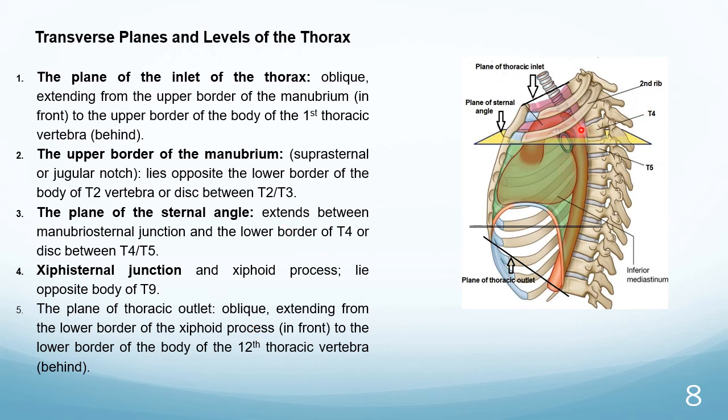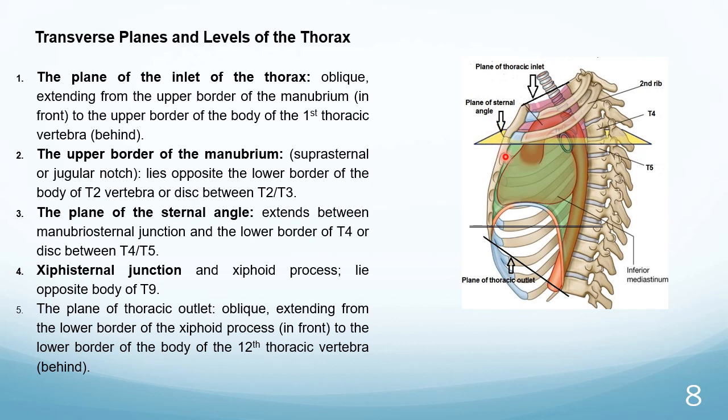Transverse planes and levels of the thorax. Plane of thoracic inlet: extended from the upper border of the manubrium to the upper border of the first thoracic vertebra. Plane of thoracic outlet: extending from the xiphoid process to the lower border of the 12th thoracic vertebra.